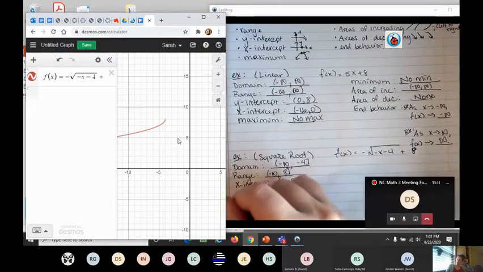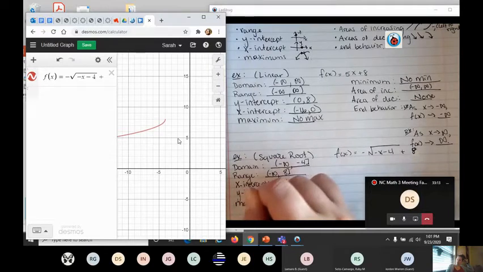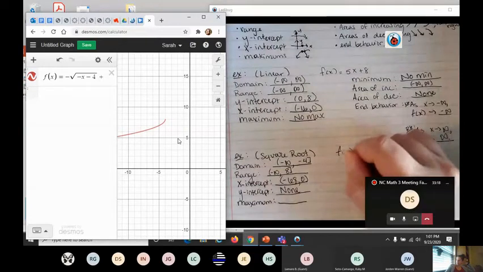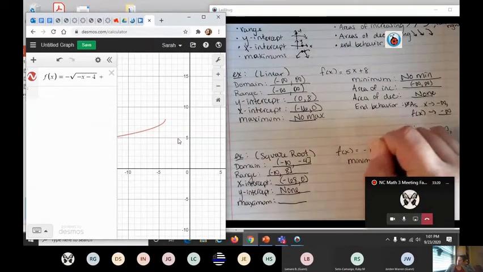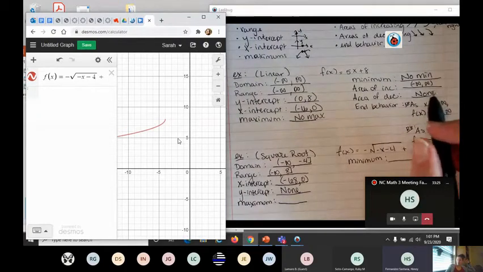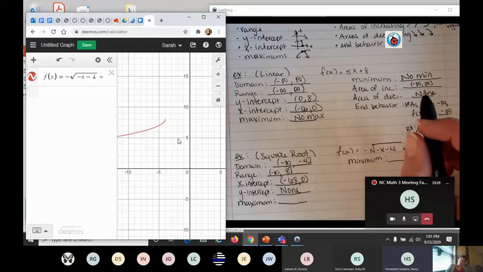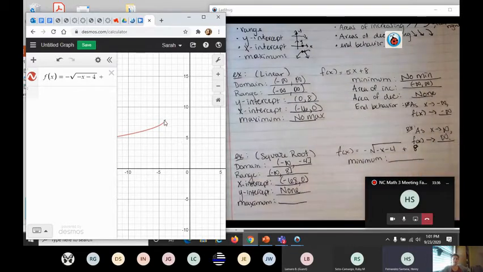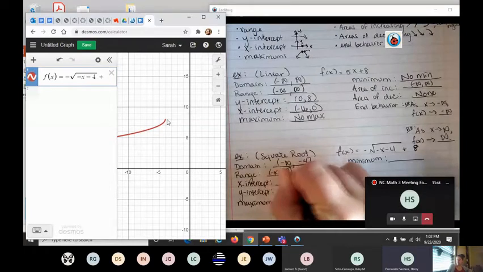Okay, then we're going to look at our maximum. Is there a highest point on this function? Yes. What is it? Isn't it -4.8? Yeah, so it's at this point, and I guess we could include, yeah, the maximum is at -4.8. Very good. Thank you, Henry.